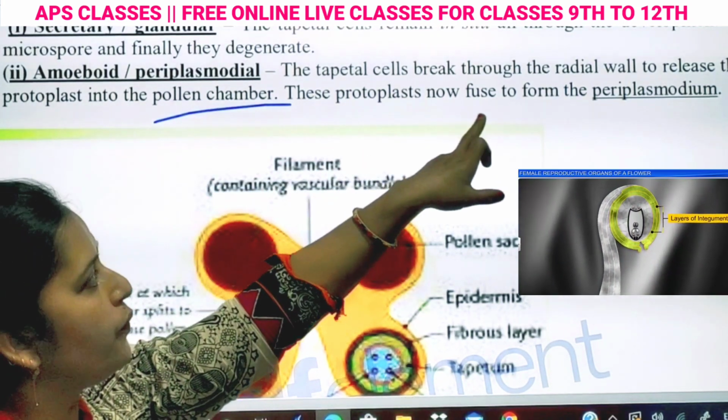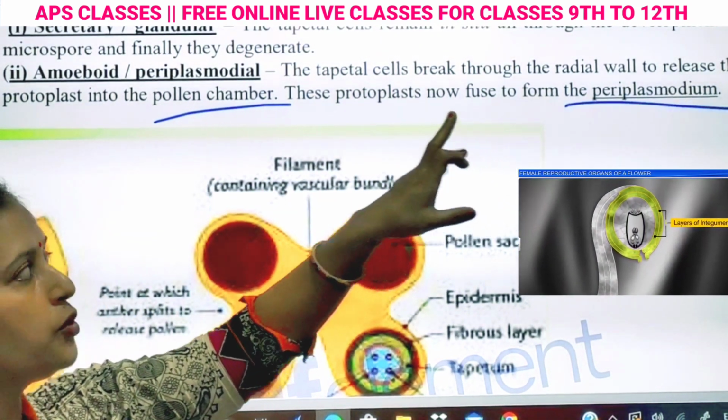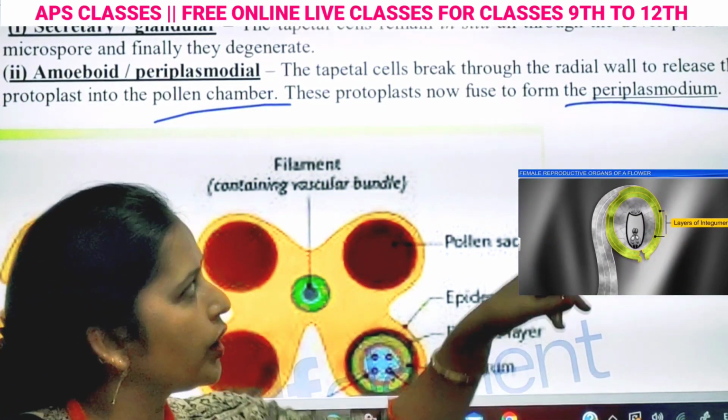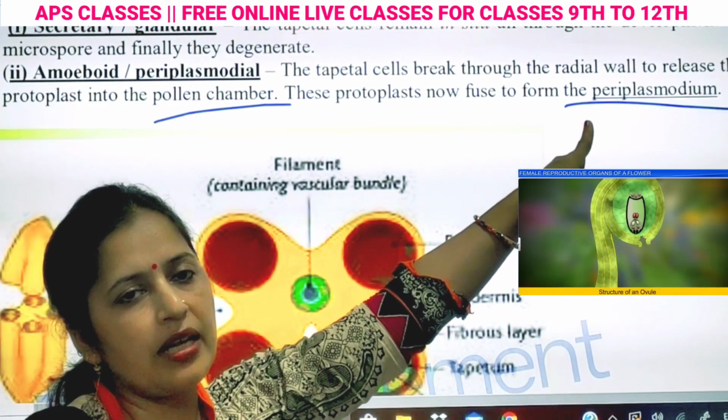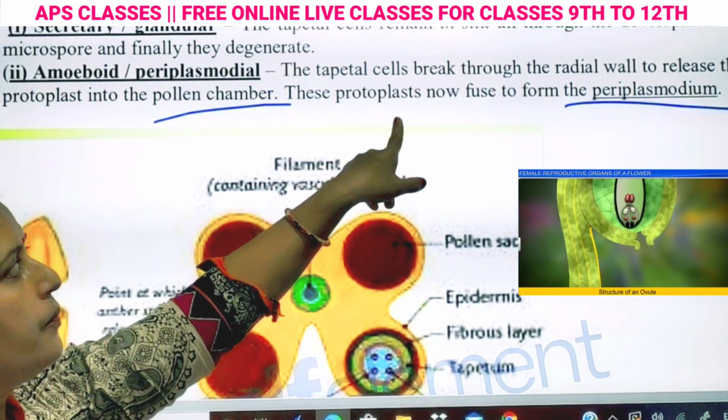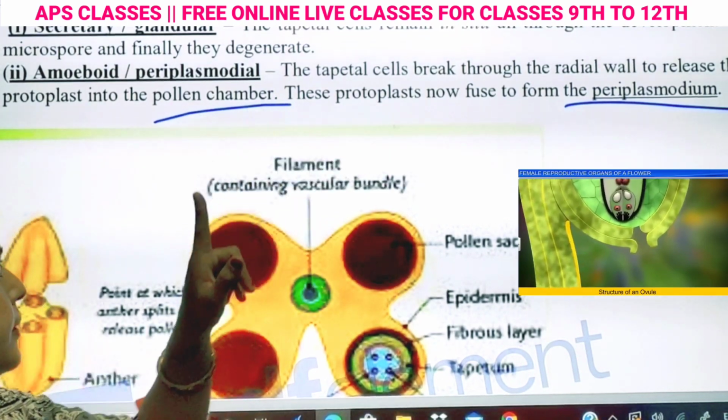The protoplast now fuse to form the periplasmodium. अब जो प्रोटोप्लास्ट होगा वो फ्यूज कर जाएगा. फ्यूज करने के बाद वो क्या बनाएगा, periplasmodium. That is the final product that is formed after the fusion of the protoplast.